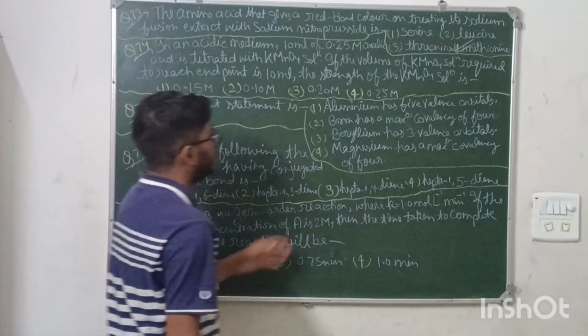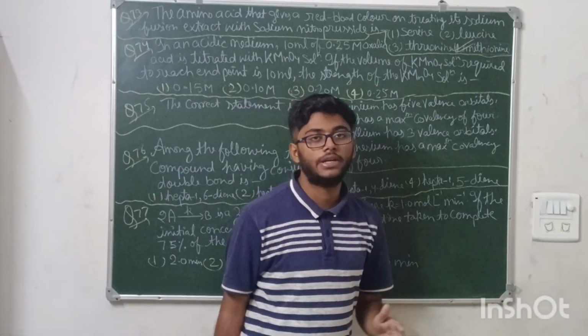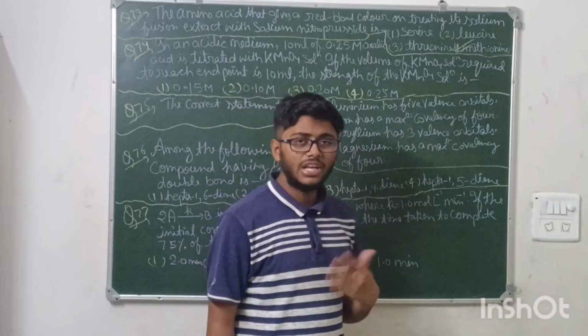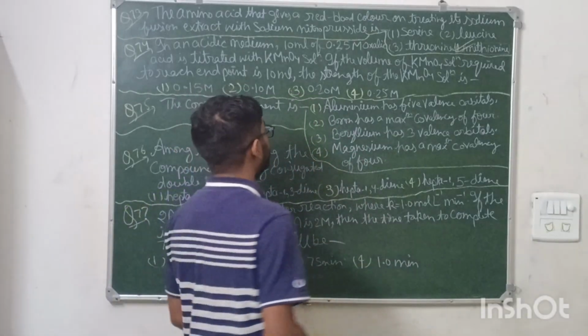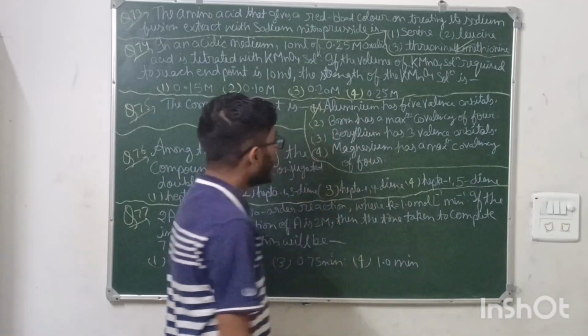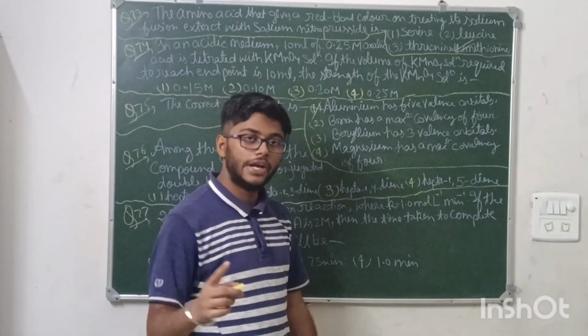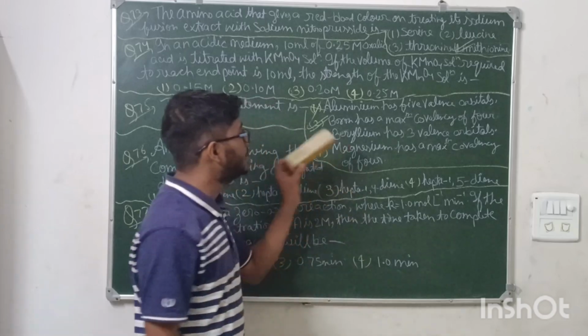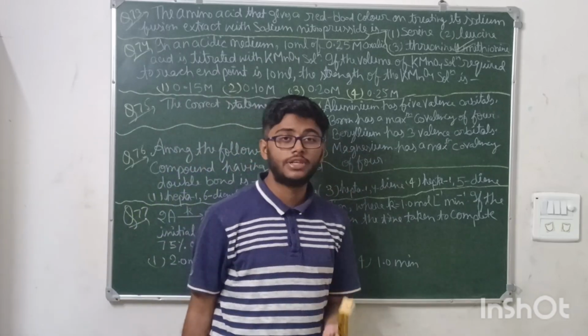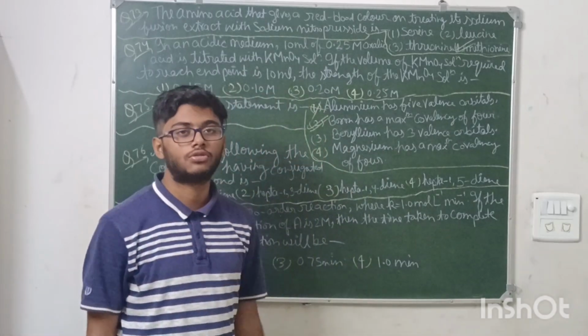The correct statement is: aluminium has 5 valence orbitals. Really, does aluminium have 5 valence orbitals? No, aluminium has 4 valence orbitals. So option number 1 is wrong. Boron has a maximum covalency of 4. It is right, boron always has a covalency of 4. So option number 2 is right. Beryllium has 3 valence electrons. Does beryllium have 3 valence electrons? No, it has 4 valence electrons.